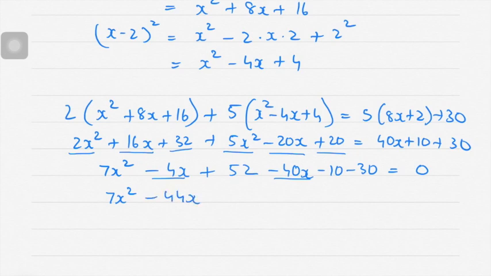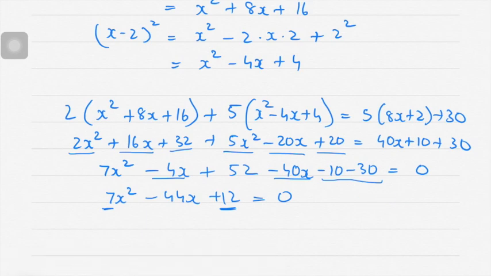Okay. Now again I'll write it. 7x square, minus 4x and minus 40x will become minus 44x. Correct? And plus 52 minus 40, this is minus 40, will become plus 12 is equal to 0. So this is my equation: 7x square minus 44x plus 12. Correct? Now, using the factorization method, I'll solve this.